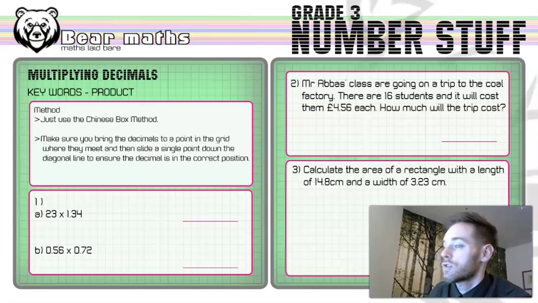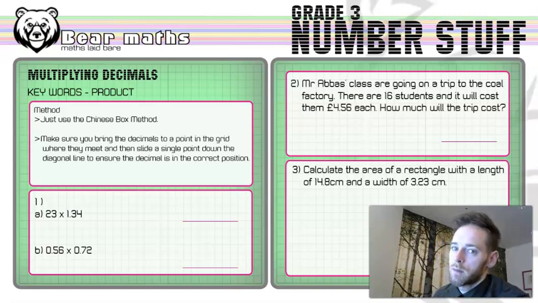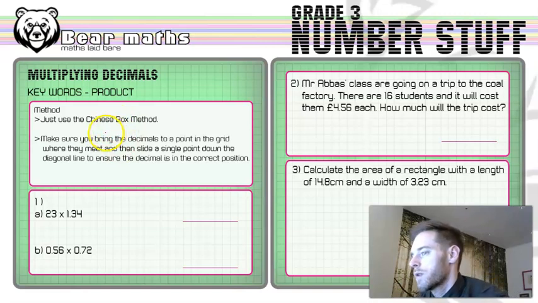The method that we're going to use is just the Chinese box method, the one that I gave you the method for in one of my first videos. So all you need to do is remember to make sure you bring the decimals to a point in the grid where they meet, and then they slide down into a single point down a diagonal line in the grid, and that then puts the decimal into the correct position for the answer. Okay, so I'll show you what I'm talking about with the examples.